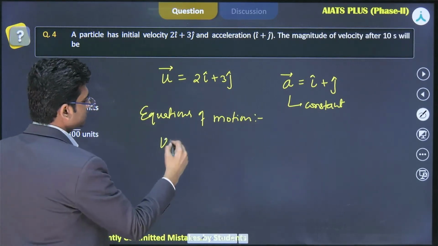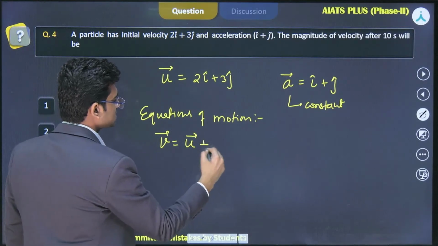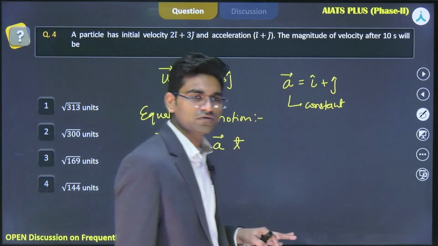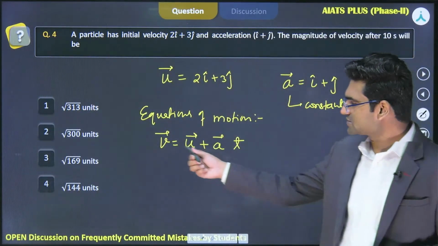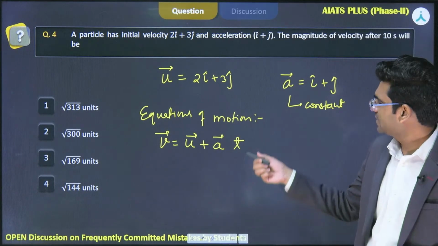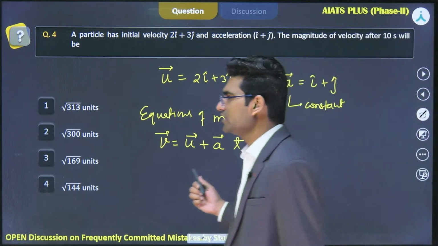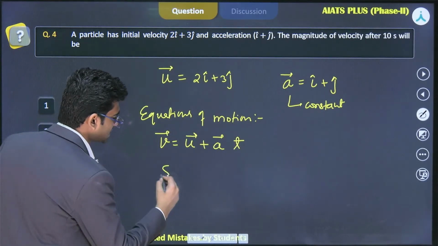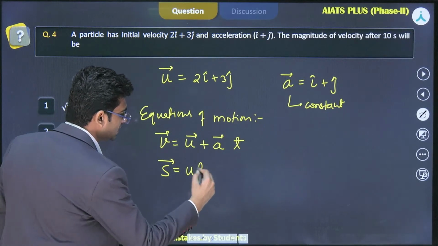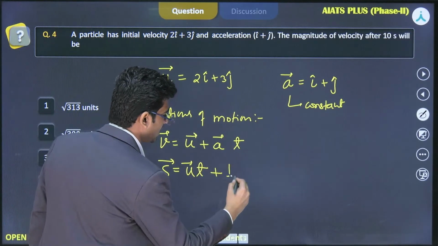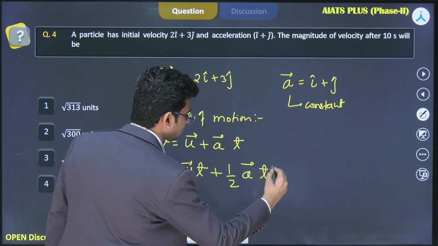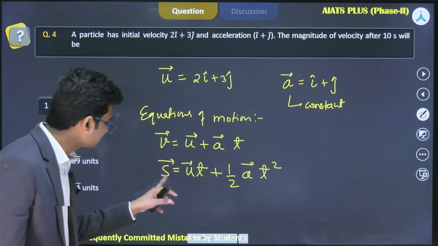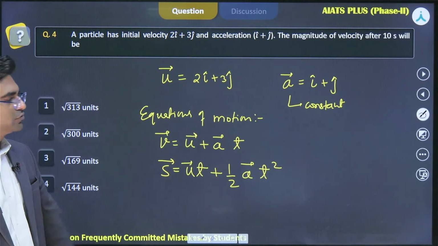The first equation is v equal to u plus at. I am writing these equations in vector form now. v is a vector, u is a vector, acceleration is obviously a vector, and t is time, which is a scalar. What are the other equations? The other equation is s is equal to ut plus half at square, where u is again a vector and acceleration is again a vector. This is the displacement vector.